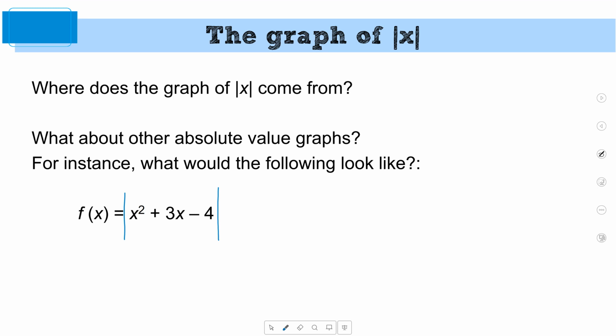Graph the function on your calculator with the absolute value. Calculator or decimal, either one. How do you put the absolute value in the calculator? Oh, great question. Danny just asked, how do I get to the absolute value on the calculator?